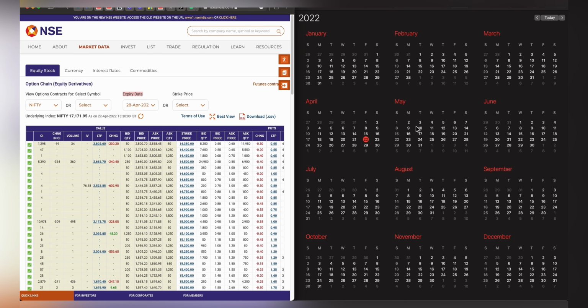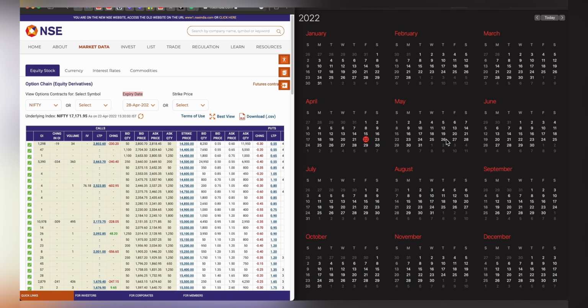Traders, I hope you're understanding this. Every Thursday in Nifty, there will be an expiry date. When the last Thursday of the month comes, in the month of May, if you see, 26th of May is a Thursday and it is the last Thursday of the month.